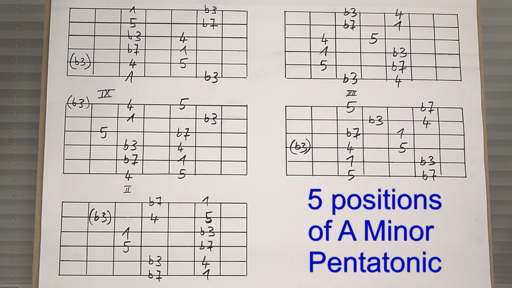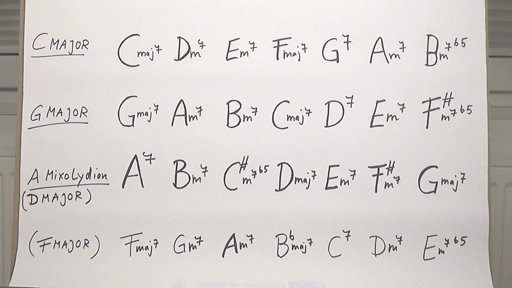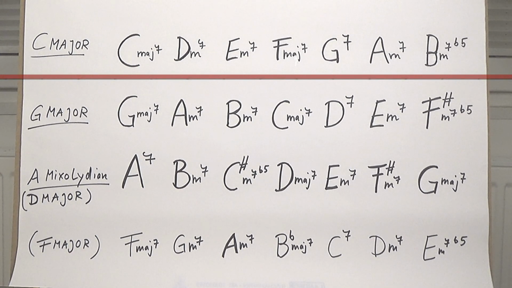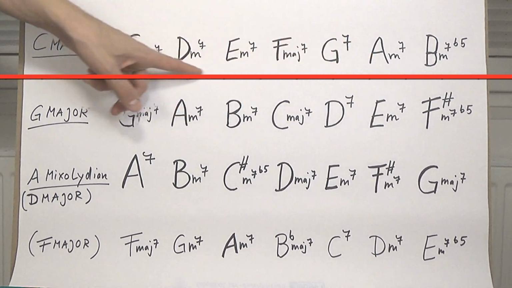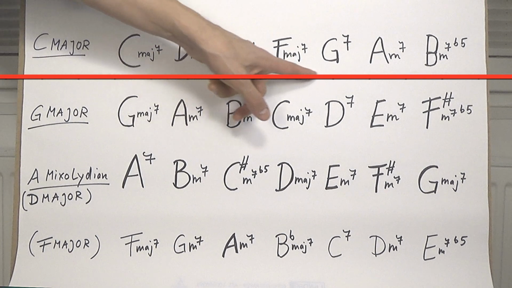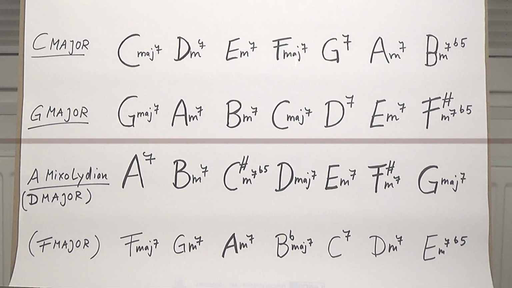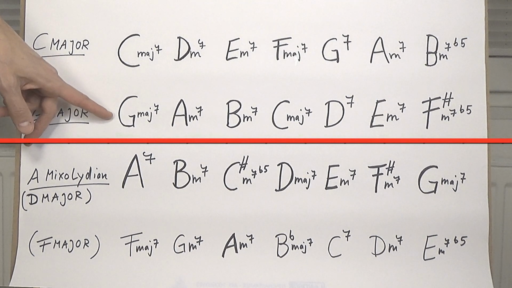Let's get started. So first of all, I want to give you some ideas how you can use a pentatonic anyway. We are taking a look at the A minor pentatonic. You can play it over chord changes in the key of C major, respectively A minor, C major or A minor. These are the chords of C major.